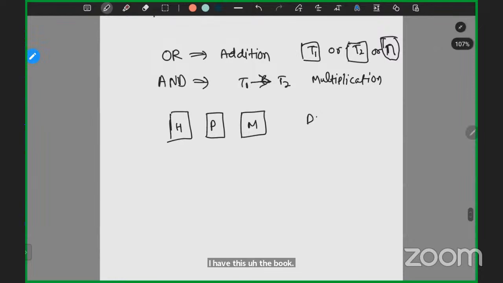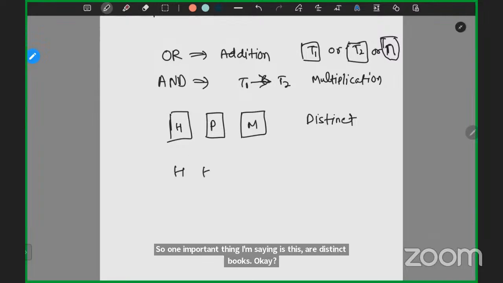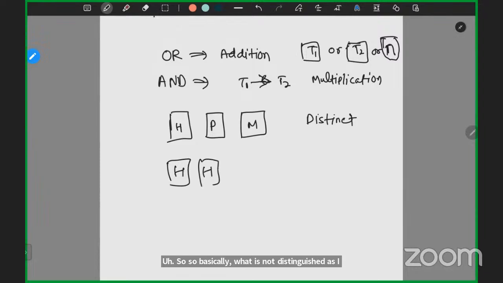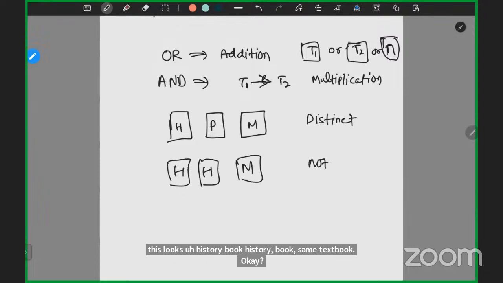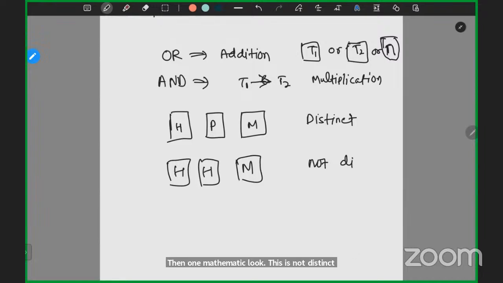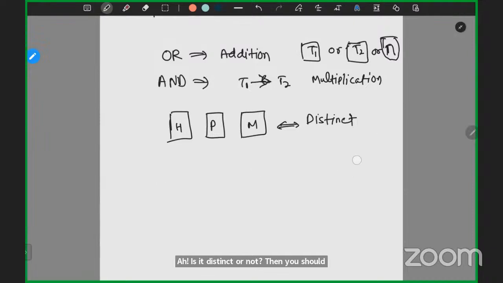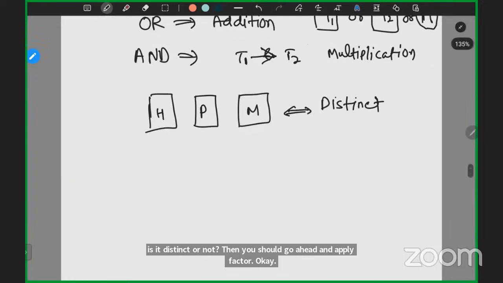One important thing I'm saying is these are distinct books. What is not distinct is, say, if I had the same history textbook twice. We'll see how to do that, but to be clear, I'm talking about distinct books. And whenever you see a question, you should think whether it is distinct or not. Then you should go ahead and apply factorial. So these are distinct books.